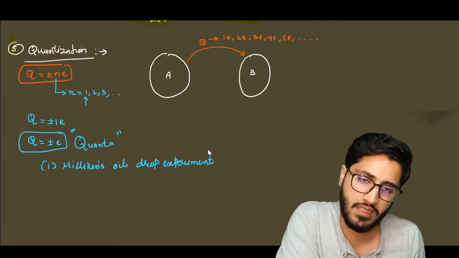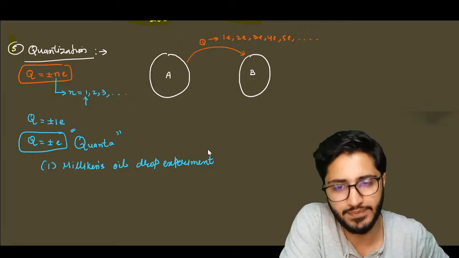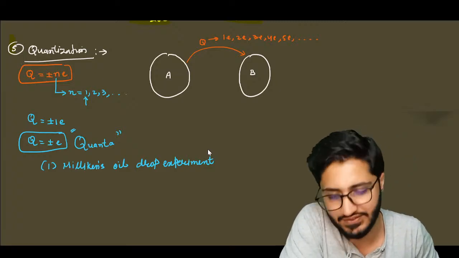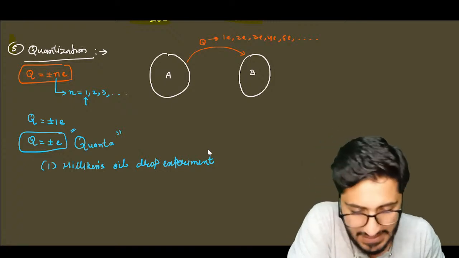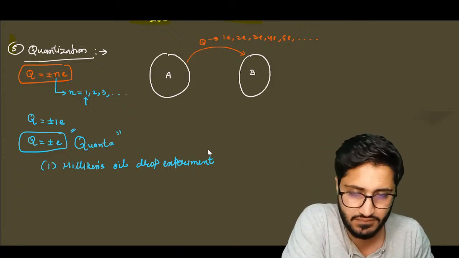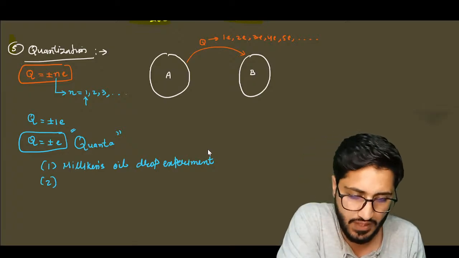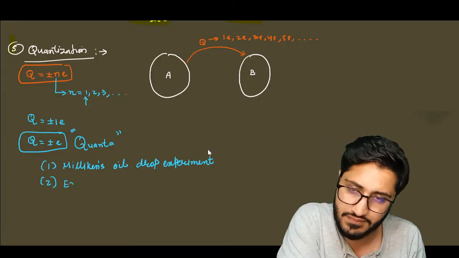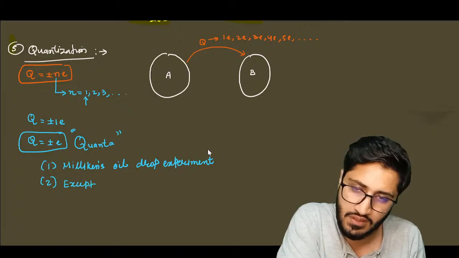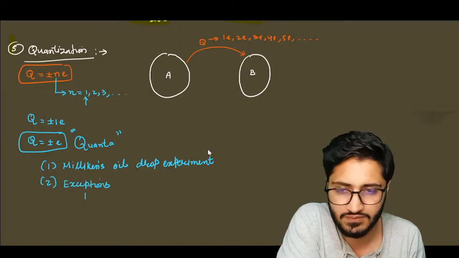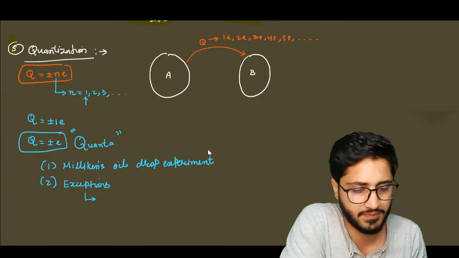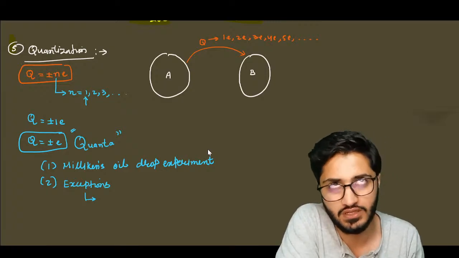Okay. So this was the Millikan oil drop experiment, which gives us the quantization. Done. Now, but we have some exceptions.